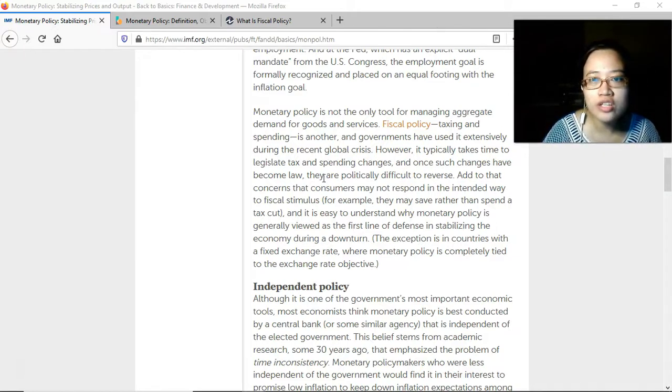And once such changes have become law, they are politically difficult to reverse. Okay, especially tax laws. Let's say they implemented it and then they realize it's having a negative impact on the economy, something that they have not considered before, which is going to be very stupid, to be honest, because they are lawmakers, right?